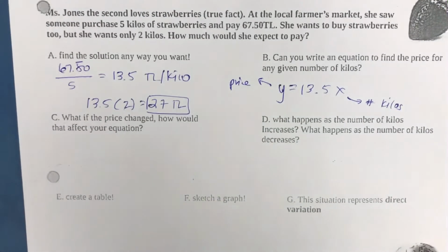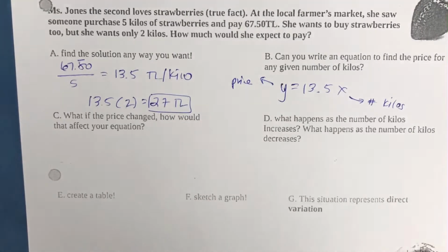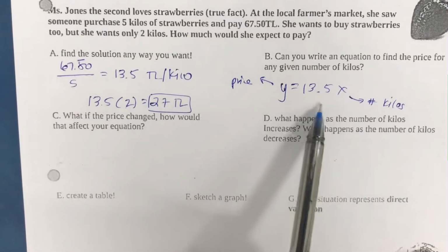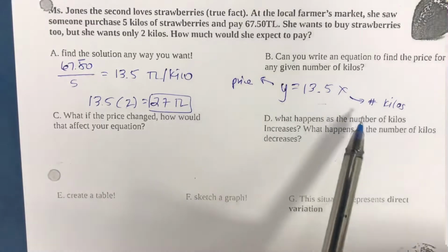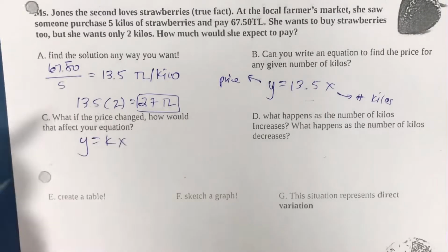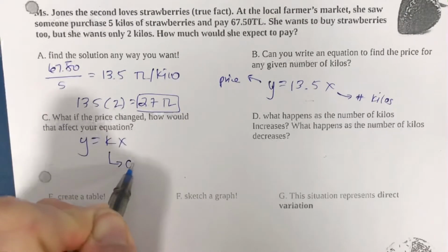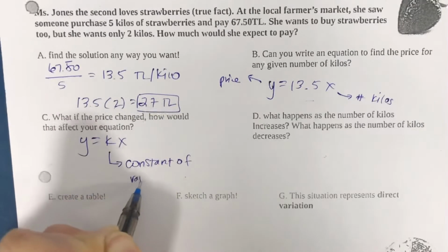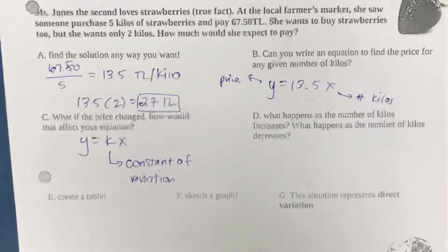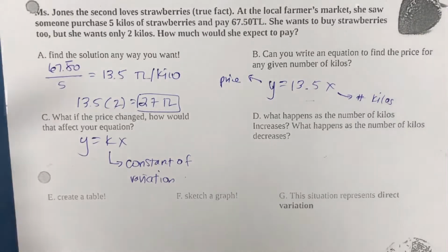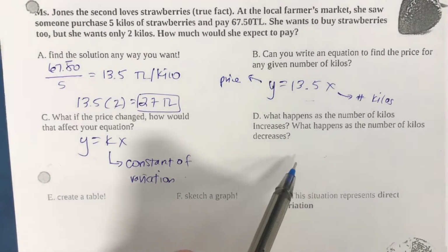I hope that's a nice review from back in the day of linear equations. So if the price changed, how would that affect your equation? Well, the price would be the only thing that would change, because the number of kilos and the price parts still remain. So we're going to make up a variable, and this has a fancy term called constant of variation. This is the general form of direct variation, y equals kx. This is what signifies direct variation.